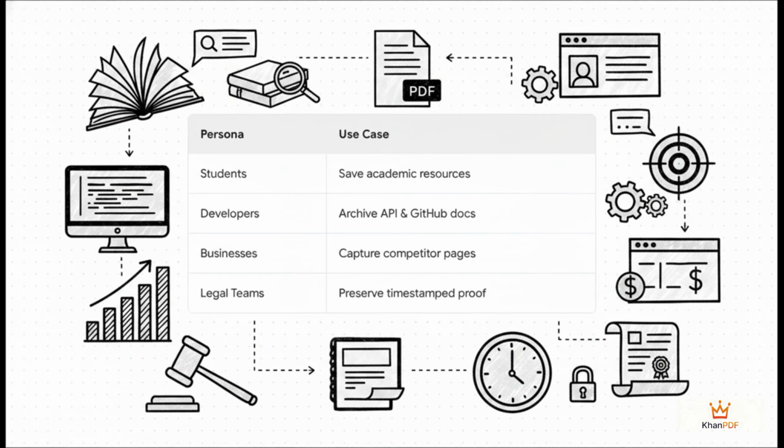Businesses and marketers, they can capture competitor pages, ad landing pages, or public reports as fixed PDFs to easily track changes over time. And for legal and compliance teams, this is huge. They get permanent, time-stamped proof of public online content. It gives everyone a stable, immutable version that a whole remote team can view exactly the same way.